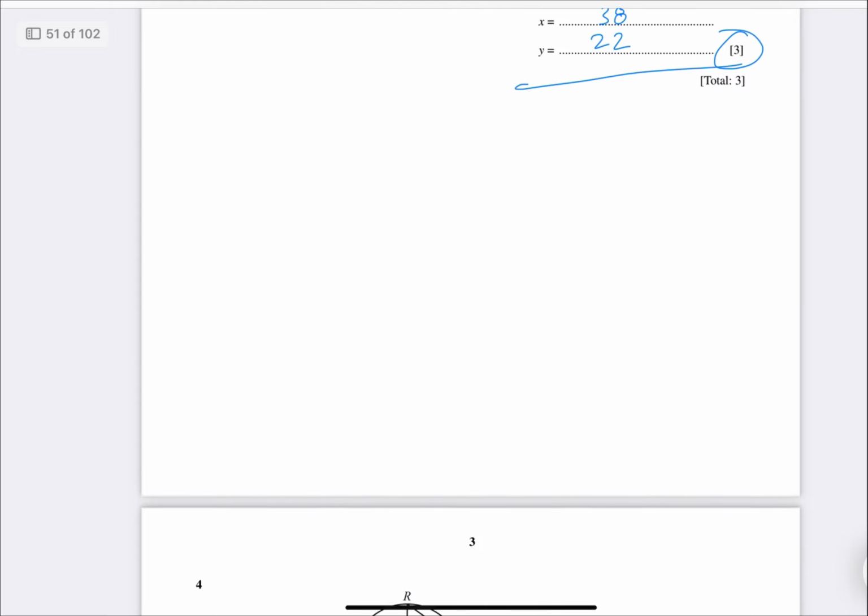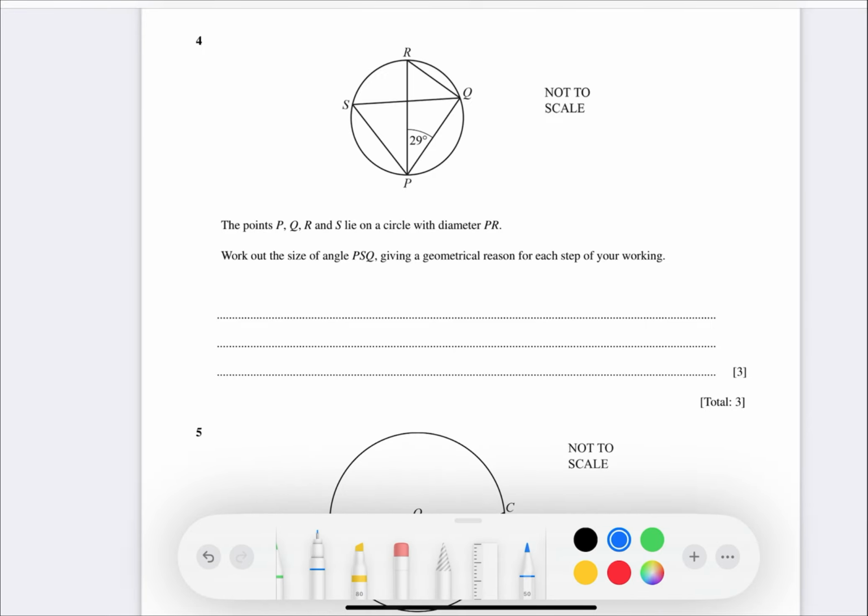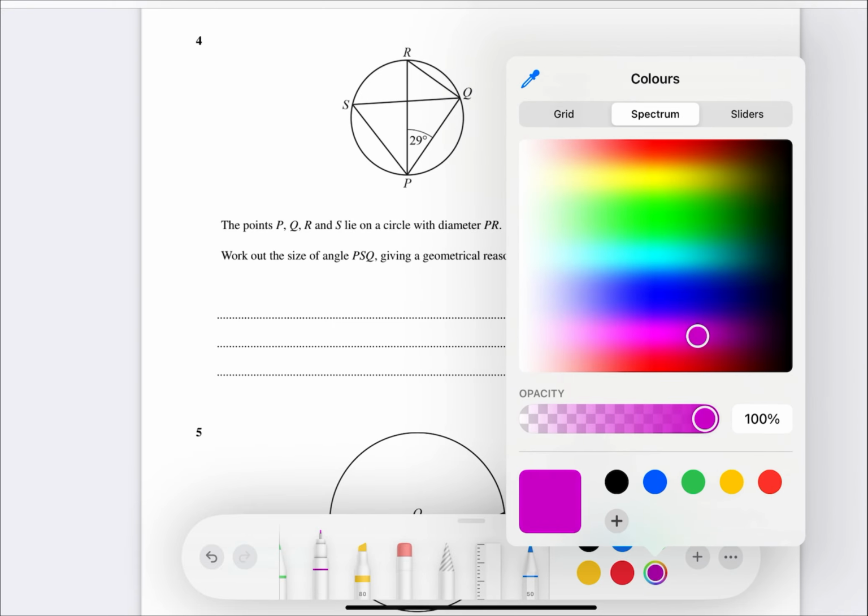Let us move on to the next one now. Oh my God. The question is asking us which color do you want, learners? Let us use pink for this one.